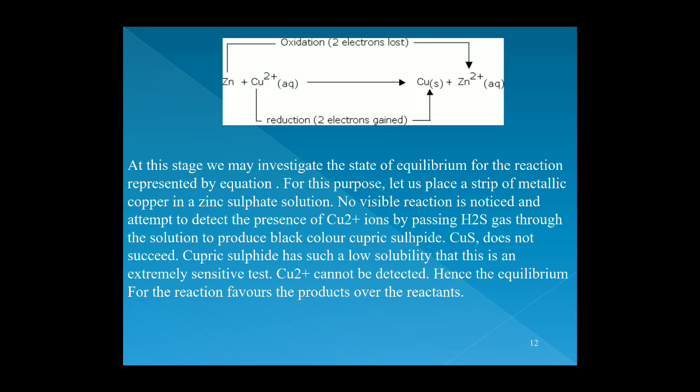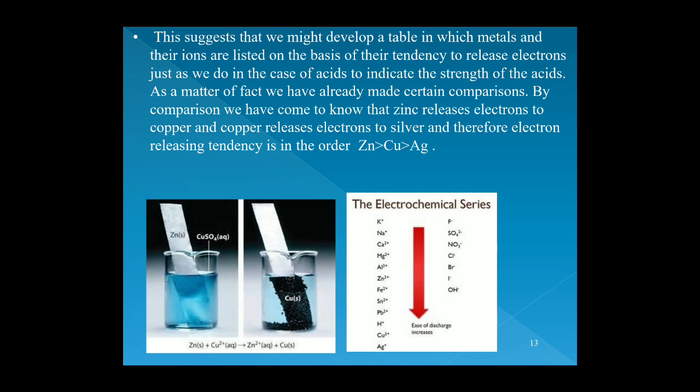For this purpose, let us place a strip of metallic copper in a zinc sulfate solution. No visible reaction is noticed, and the attempt to detect the presence of cupric ion by passing H2S gas through the solution to produce black cupric sulfide does not succeed. Cupric sulfide has such a low solubility that this is an extremely sensitive test. Cupric cannot be detected, hence the equilibrium for the reaction favors the product over the reactants.